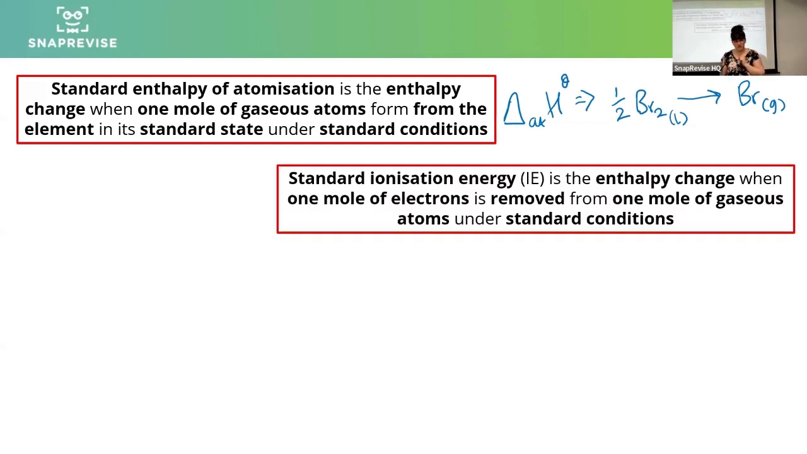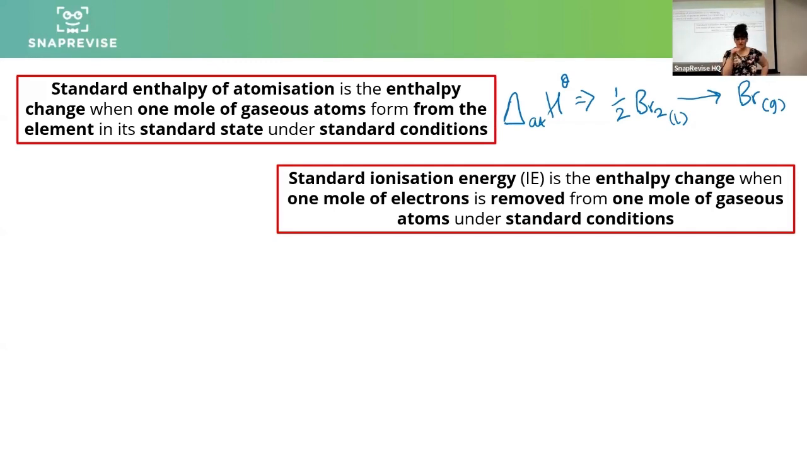The next thing that is introduced is standard ionization energy. You might have done this in year 12. We bring it back into year 13 because we need to use it during Born-Haber cycles. Ionization energy is the enthalpy change when 1 mole of electrons is removed from 1 mole of gaseous atoms under standard conditions. You can say that it's removed from each atom in 1 mole of gaseous atoms. That's fine, but you don't have to because it is implied. But you have to talk about 1 mole of electrons, and it has to be removed from 1 mole of gaseous atoms.